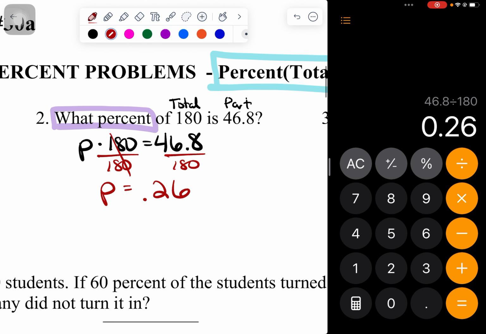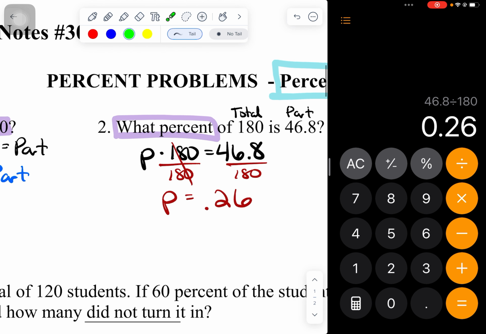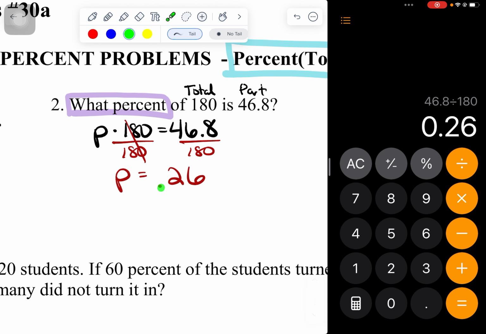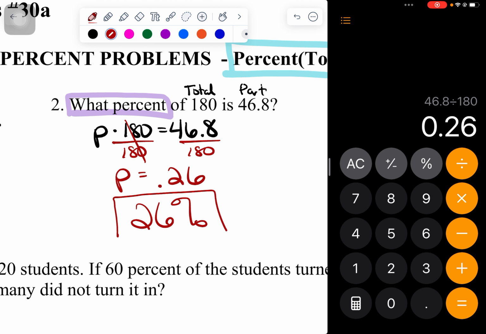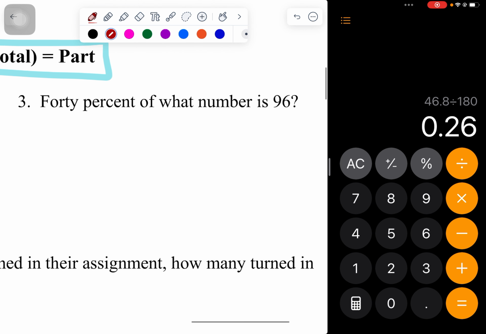So if I go back. Okay, when I knew the percent, I took the decimal and I moved it 2 places to the left. So if I know the decimal, I'm going to move the decimal 2 places to the right. And that is going to turn into 26%. Okay, so what percent of 180 is 46.8? 26%. Okay.